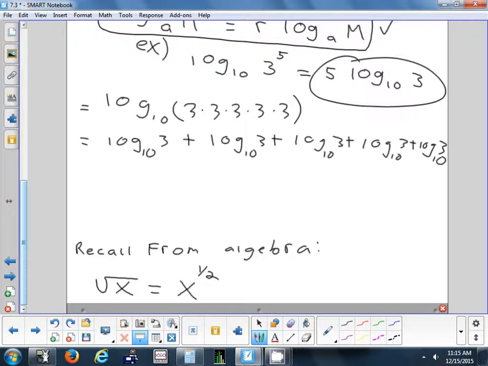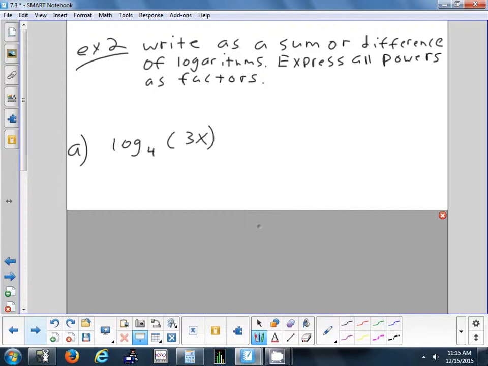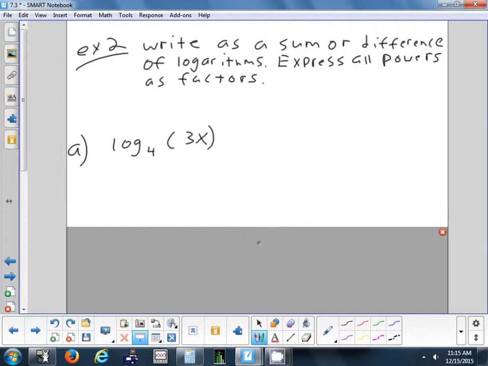Any questions on those three properties before we try some examples? All right. So the first ones we'll try, we'll take things that are already combined and we'll split them apart.